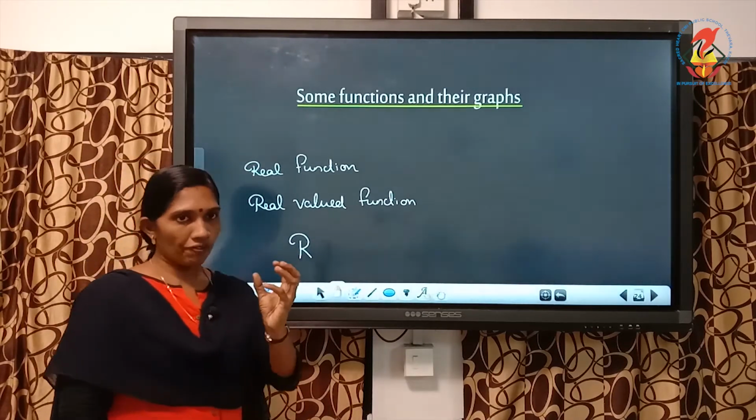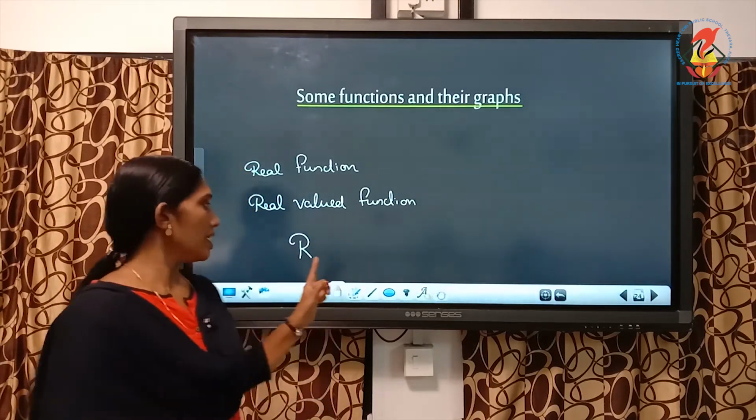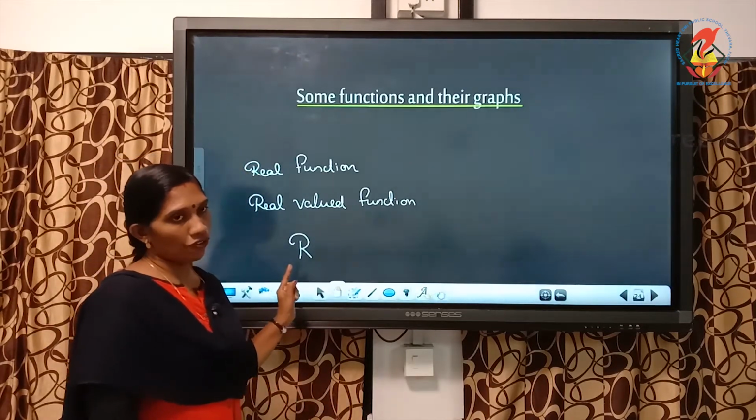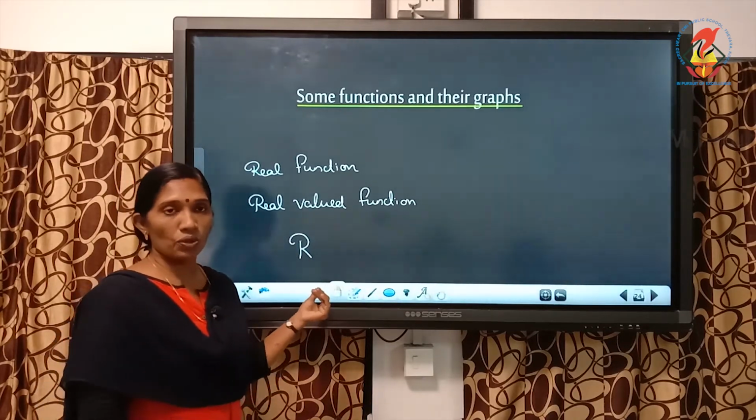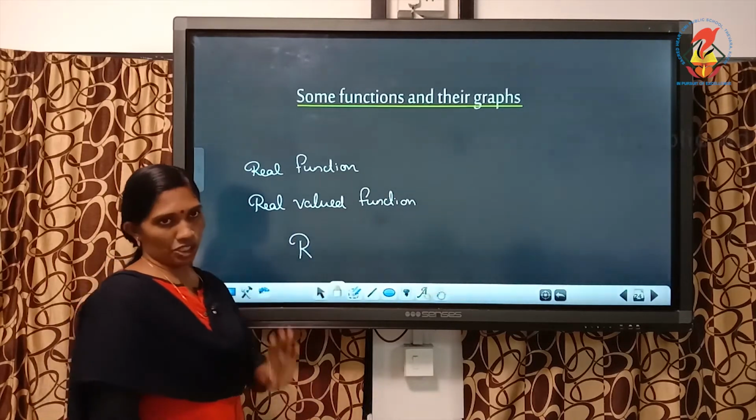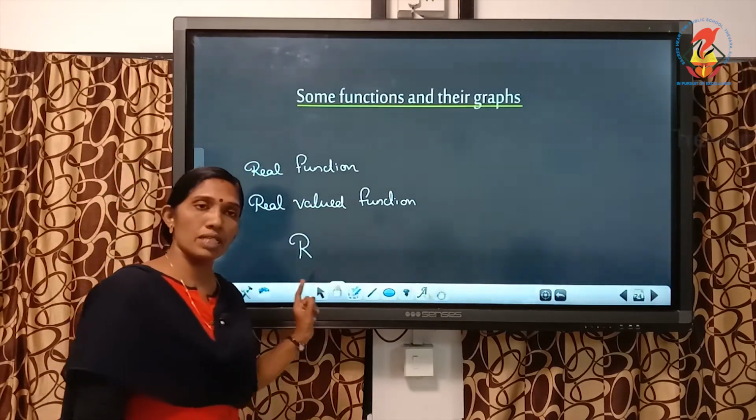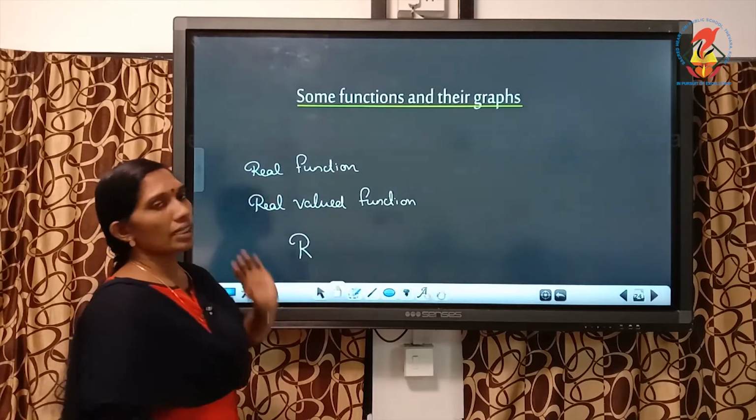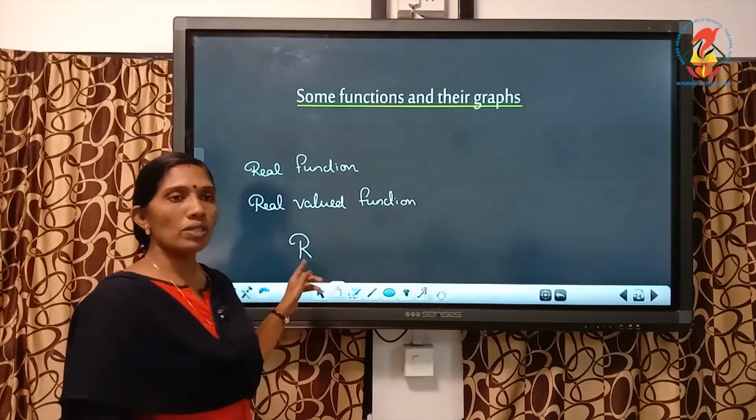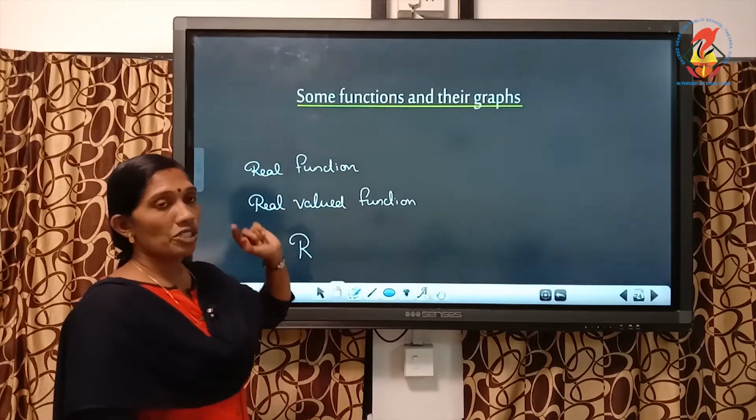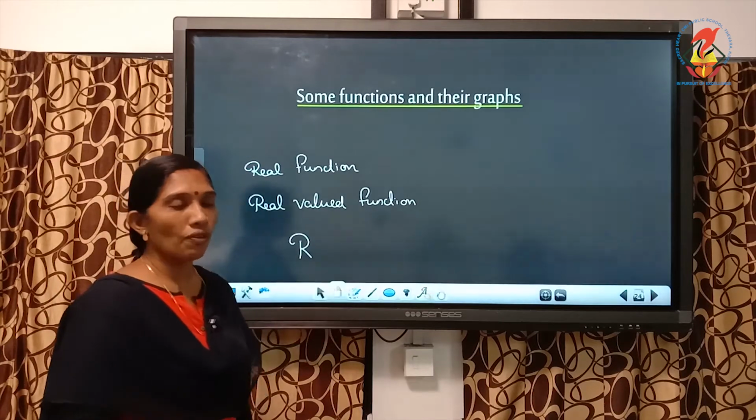Here, real function and real valued function. For f, a function which has domain and range, if the range is either R, that is the set of real numbers, or a subset of R, that is known as a real valued function. If the domain is also R or a subset of R, that is known as a real function. So real valued means only the range is R or a subset of R. Real function means both domain and range are R or a subset of R.